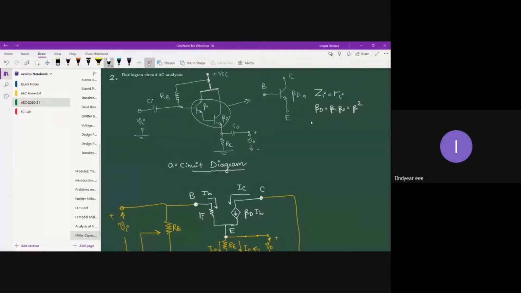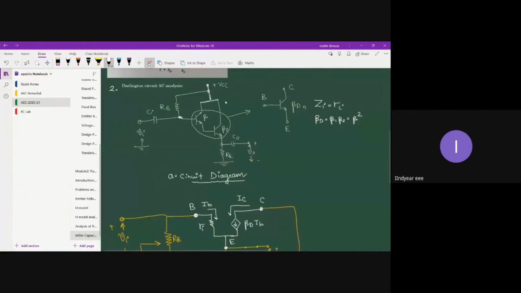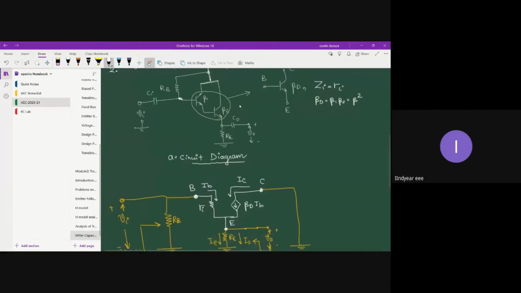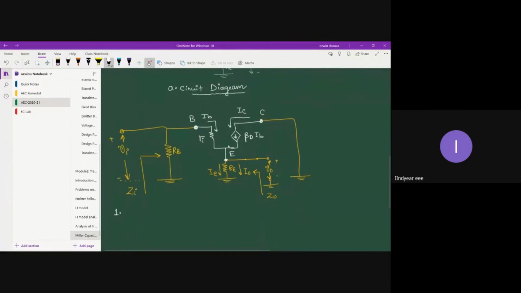Okay, and the other important aspect of the emitter follower circuit is that the output is observed from the emitter terminal. So the output is not observed from the collector terminal, unlike your amplifier circuit. All right, fine. So that's your circuit diagram, and figure B talks about the equivalent circuit.